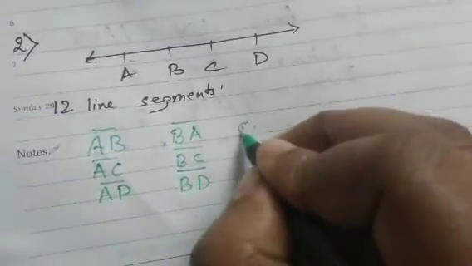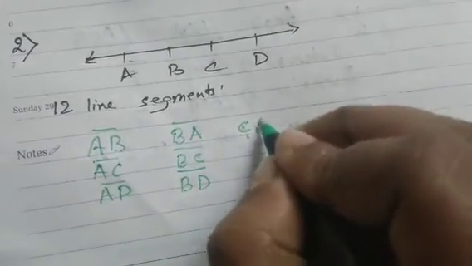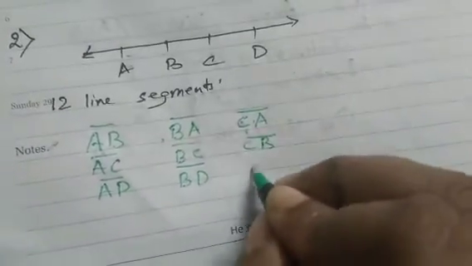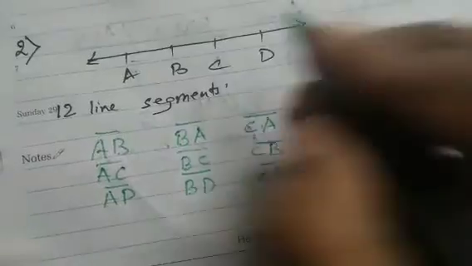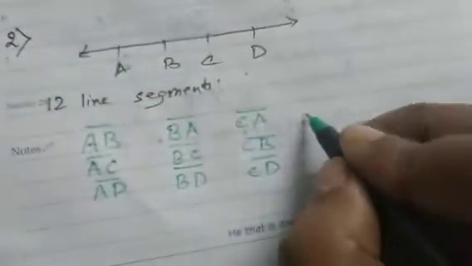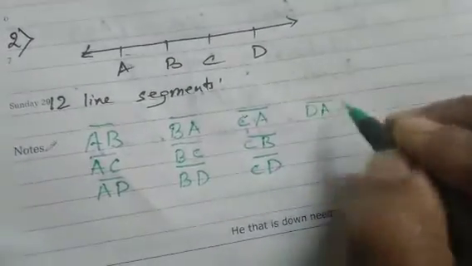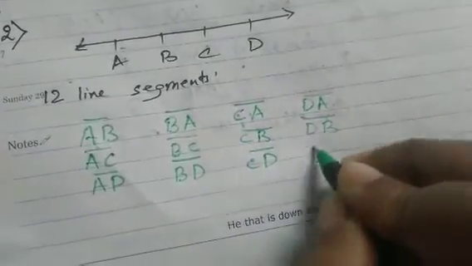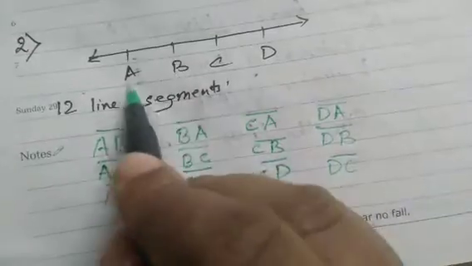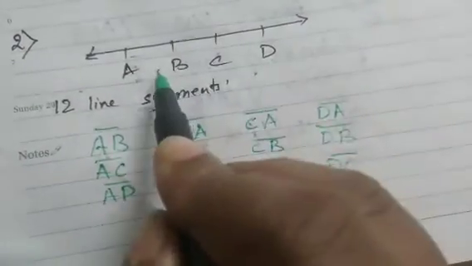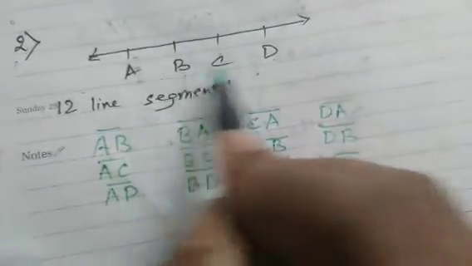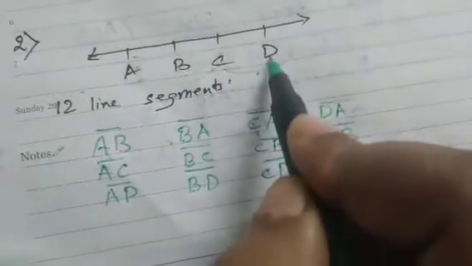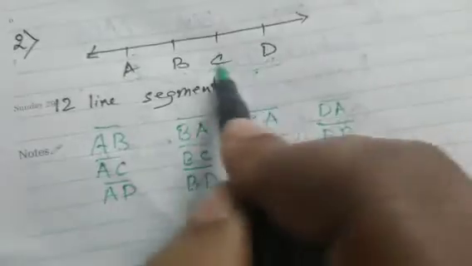Next, CA is a line segment. CB is a line segment. CD is a line segment. Similarly, DA is a line segment, DB is a line segment, and DC is a line segment. So AB, AC, AD, BA, BC, BD, CA, CB, CD, DA, DB, DC.